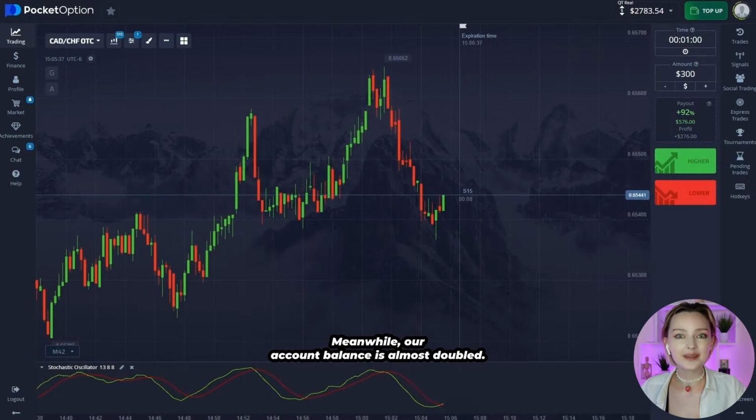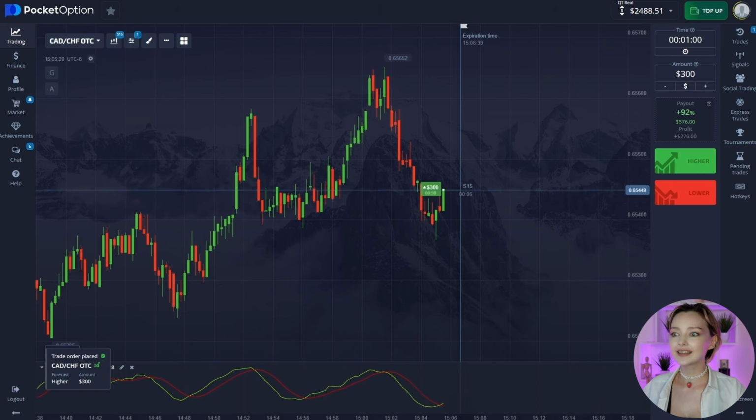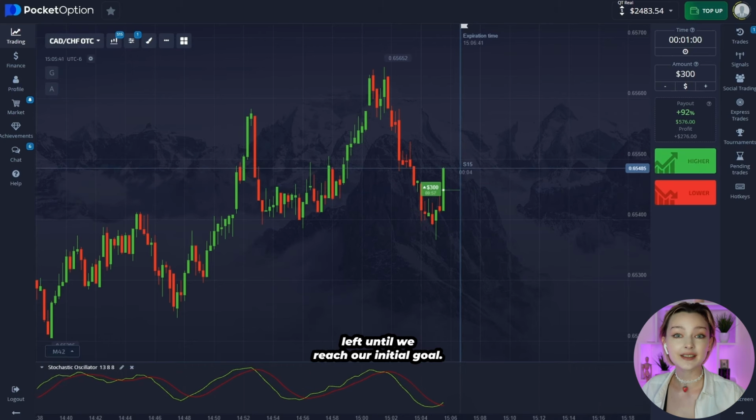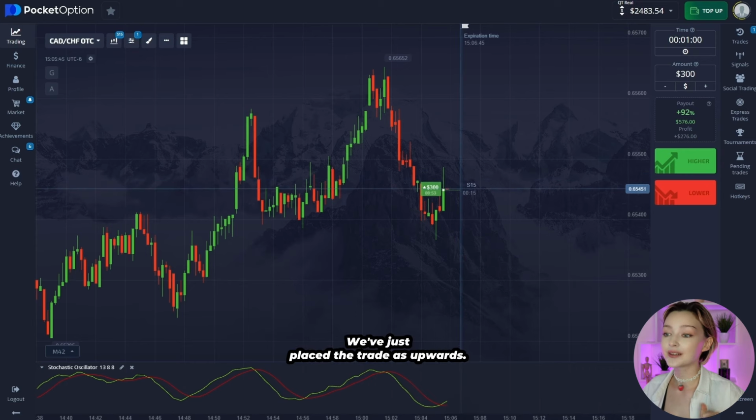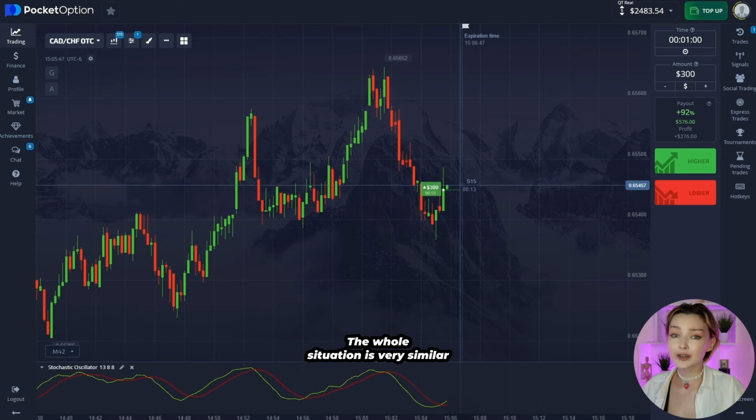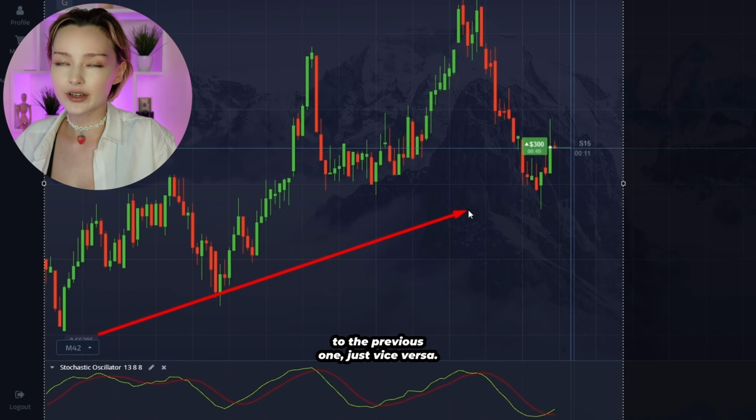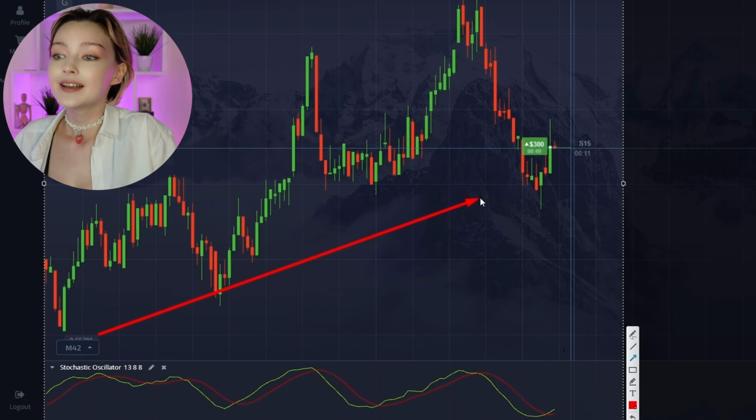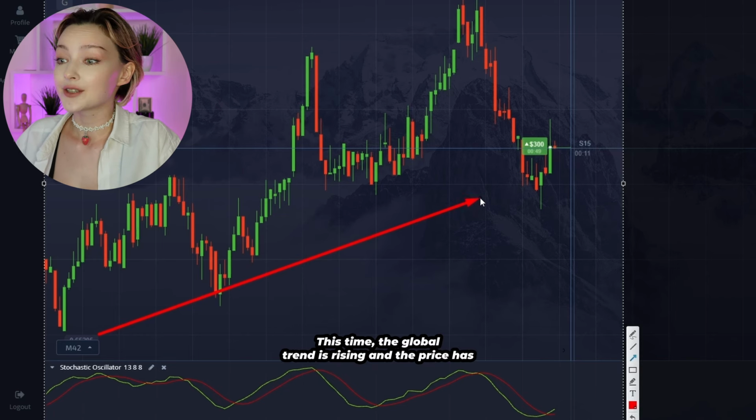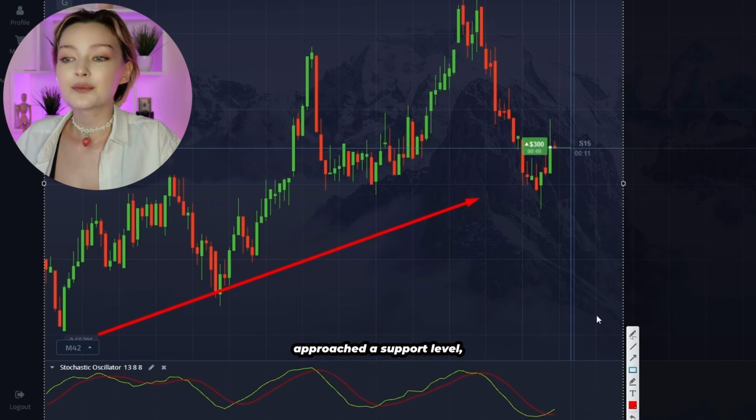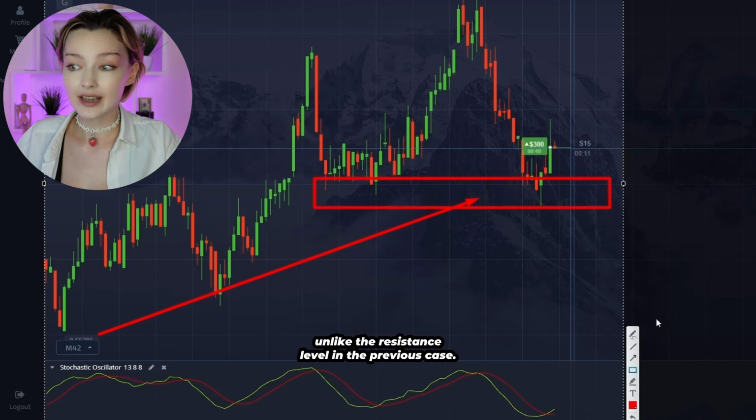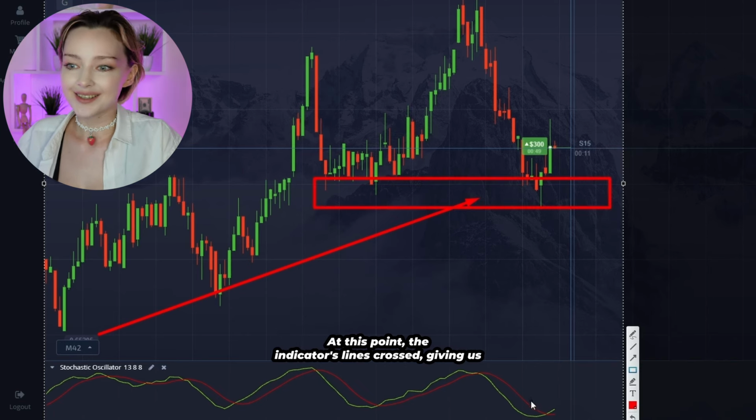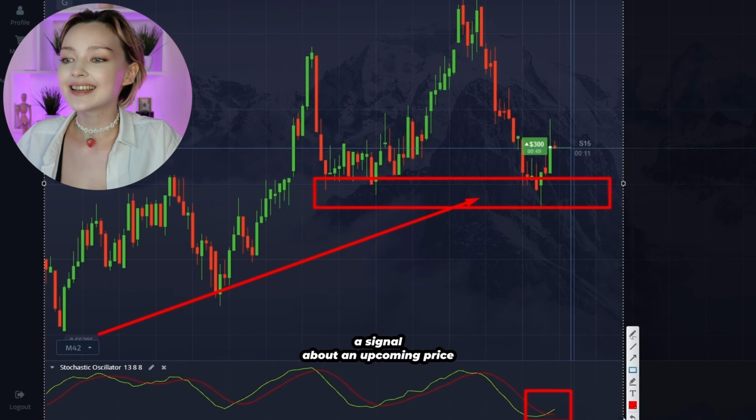Meanwhile, our account balance has almost doubled. Literally one successful trade left until we reach our initial goal. We've just placed it, the trade is upwards. The whole situation is very similar to the previous one, just vice versa. This time the global trend is rising and the price has approached a support level, unlike the resistance level in the previous case. At this point, the indicator's lines crossed, giving us a signal about an upcoming price growth.